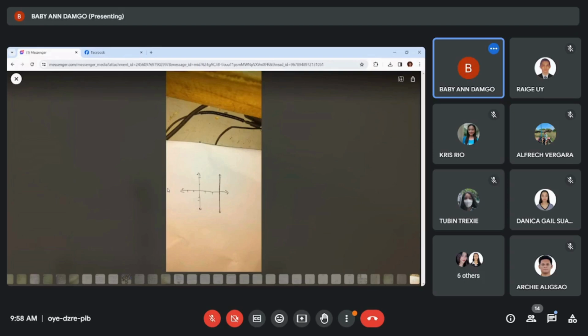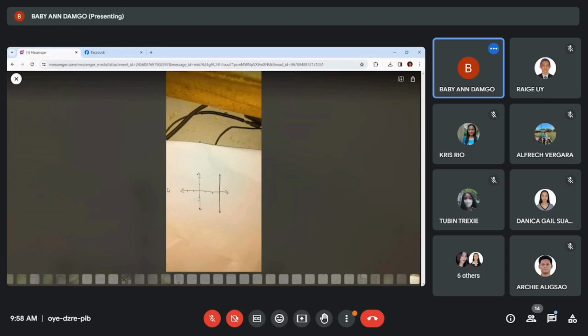So, another type, so we have R equals C. So, ang graph ani class, if we have R equals C, it's a circle. And then, ang radius niya is ang C. Okay? So, if we have R equals 1, so meaning, we form a circle with radius 1. Okay? So, ang violet, mauni ang R is equals to 1.